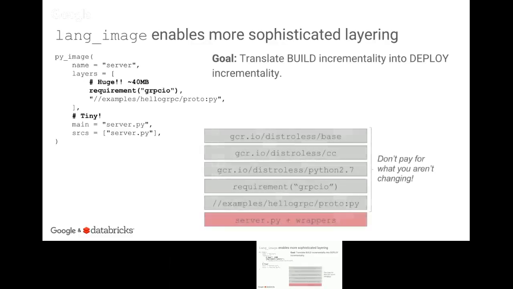So the intent is to ultimately reduce what it is you're paying for when you push and pull during your development cycle to exactly what you're changing, right? Which is, again, a lot of similarities to build incrementality, minimizing what you rebuild to exactly those things affected by your changes.